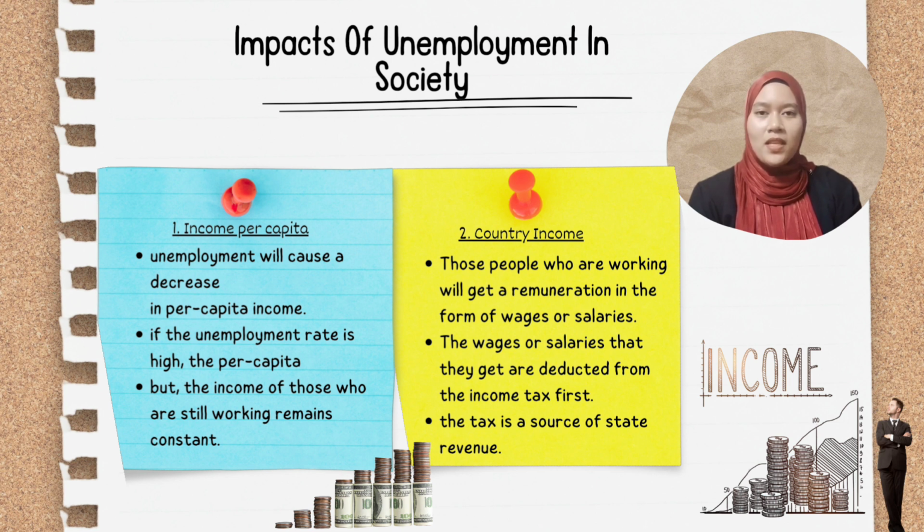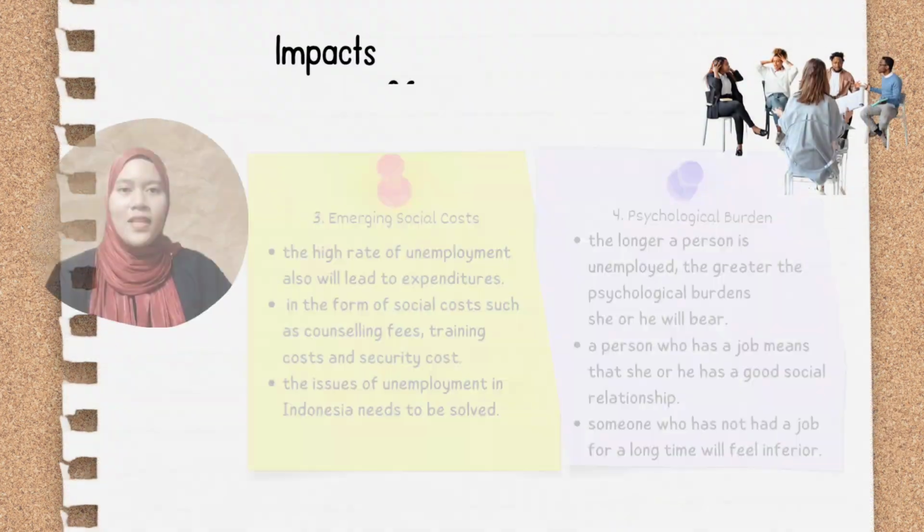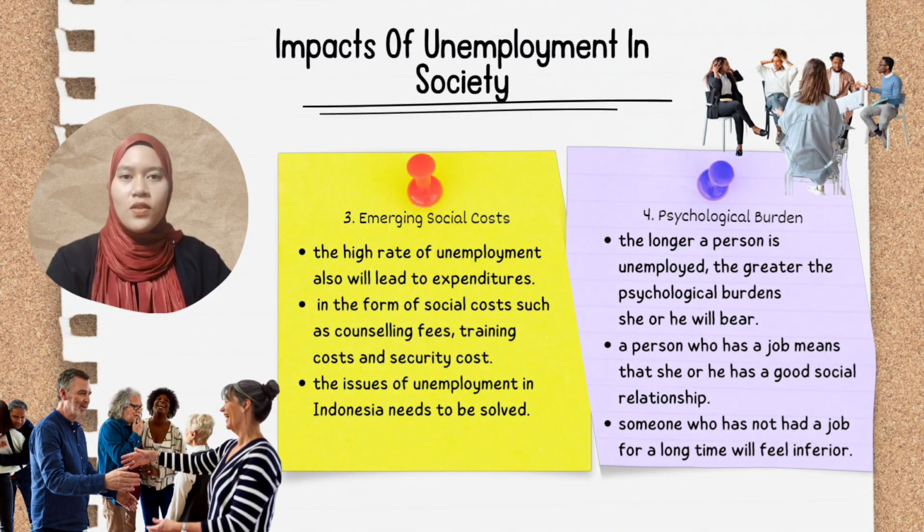The second impact is on the country income. Those people who are working will get a remuneration in the form of wages or salaries. The wages or salaries that they get are deducted from the income tax first before reaching the recipient's hand. Because the tax is a source of state revenue, the state's income tax revenue tends to decrease when fewer people are employed.